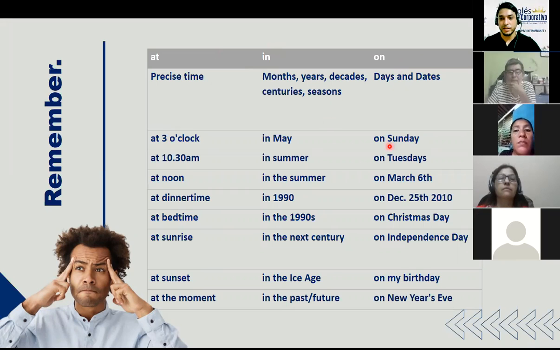Y on lo usamos para decir alguna fecha en específico o los días de la semana. Por ejemplo, my birthday is on August 23rd. Mi cumpleaños es en el 23 de agosto. I mean, my mother's birthday is on May 10. Para decir una fecha en específico. The Independence Day is on September 15. It's on. Or to say the day of the week. I don't work on Saturdays. We have classes on Mondays.